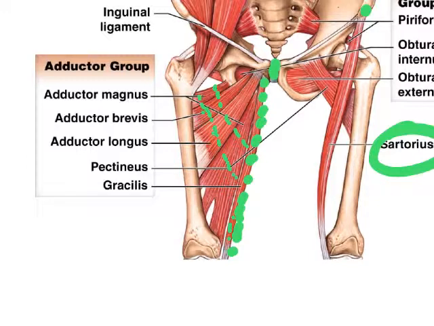Adductor longus then is going to be the longer of the two that lie on top of it, and adductor brevis will be the shorter of the two that lie on top of adductor magnus. The name, of course, tells you what they do. They're adductor muscles. They're going to pull the femur back towards the midline. Remember, the gluteus muscles were abductors. They pulled the leg away from the midline.